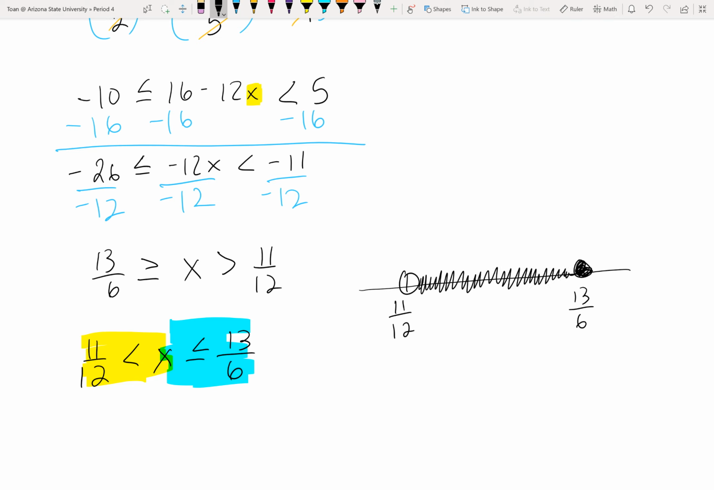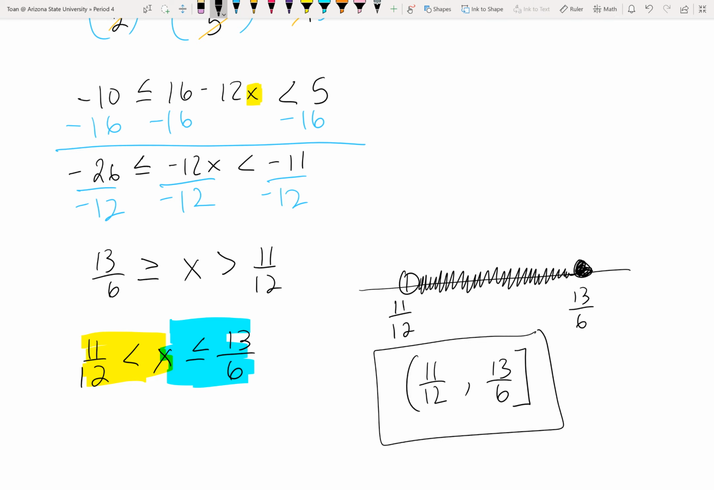which makes interval notation a piece of cake. Interval notation, what number do I start at? 11 over 12, comma, where do we end up? 13 over 6. It is open on the left, closed on the right. That is the solution set. Right. So linear inequalities, skills-wise, it's just regular solving equations, except you have a couple of extra things to keep on your mind, like the reversal of signs.